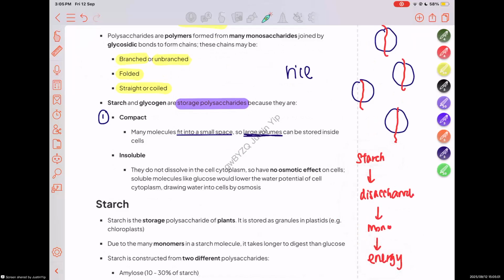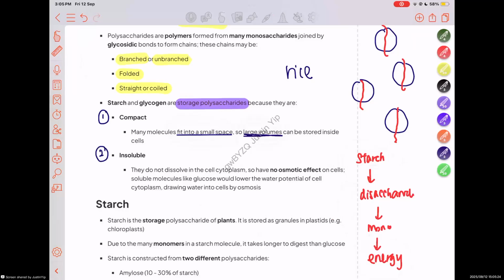So this is the first thing: they are compact, meaning they can fit into a small space and be in large volume. Like our power bank, its storage is 10,000 mAh, or 20,000. So this is compact.